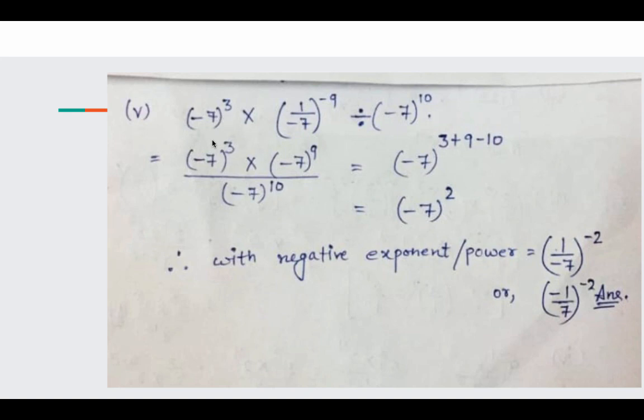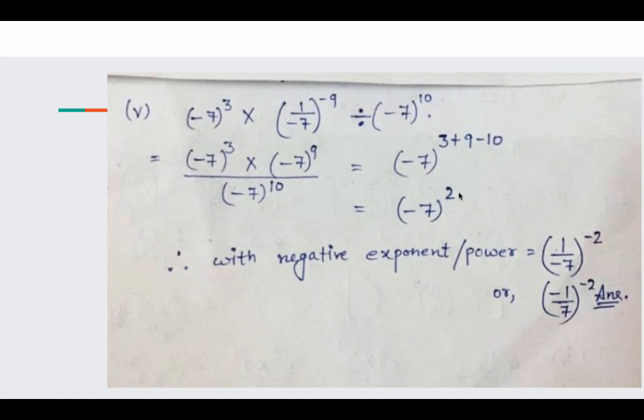Now here the base is same: minus 7 whole raised to power 3 into minus 7 whole raised to power 9. Division can be written as upon minus 7 whole raised to power 10 within one single step. Multiplied, base is same. In multiplication, when the base is same, the powers get added. So minus 7 as it is, whole raised to power 9 plus 3. And division, same base, what happens? The power gets subtracted. So take minus 10. 9 plus 3 is 12. 12 minus 10 is 2. So what am I left with? Minus 7 whole raised to power 2.